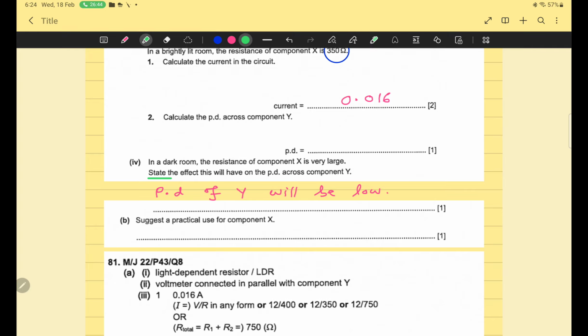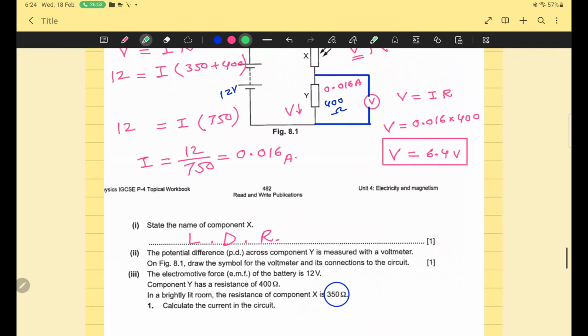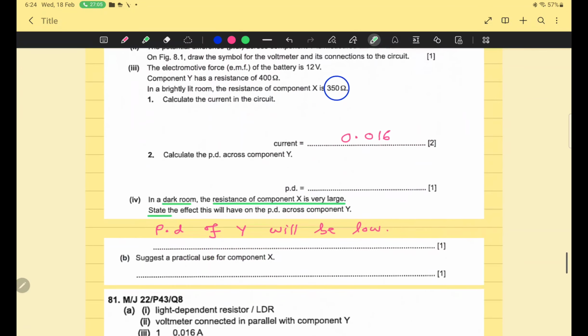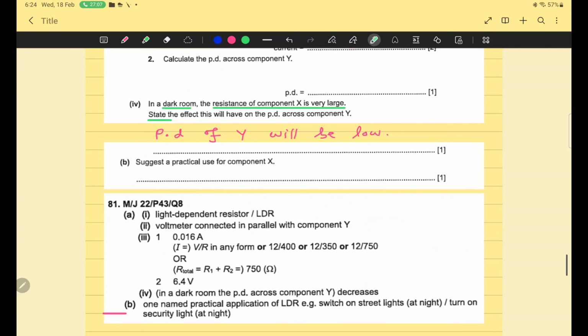Okay? So we are given that in a dark room, the resistance of LDR is high. If the resistance of LDR is high in a dark room, then its voltage will be high. If the voltage of LDR is high, then the voltage of this will be low. So I have written voltage of Y will be low.